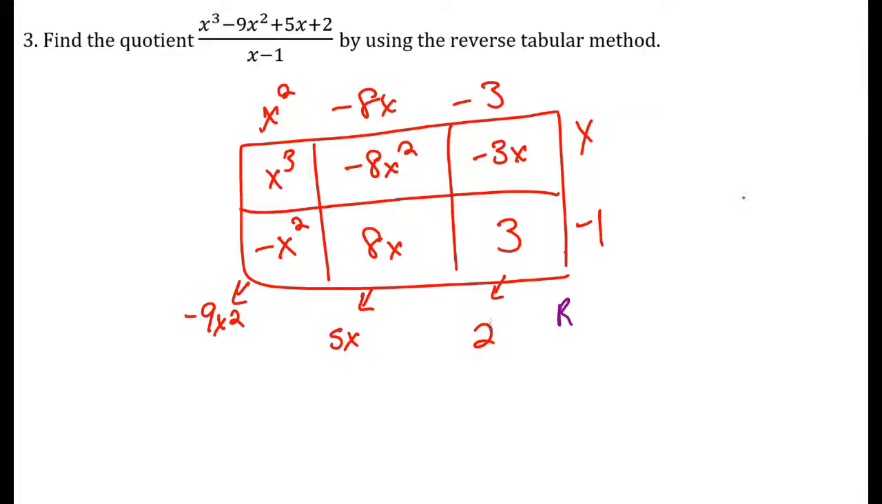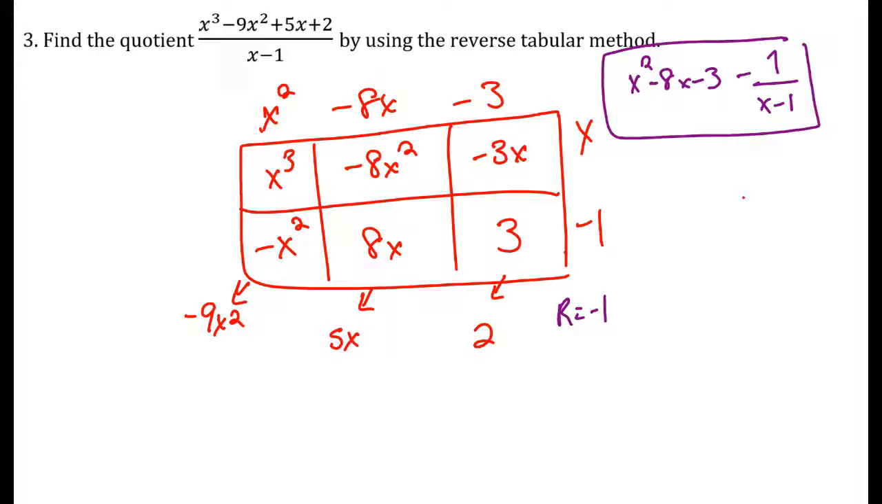What plus 3 gives me negative 2? Well, my remainder would have to be a negative 1. So that makes that quotient in quotient remainder form x squared minus 8x minus 3, that's our quotient, minus 1 over your divisor, minus our remainder over our divisor. So that's the final answer right there.